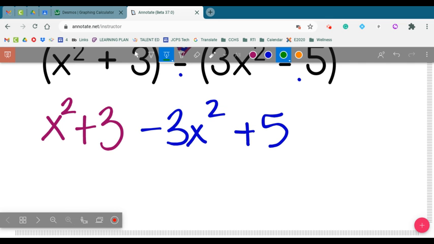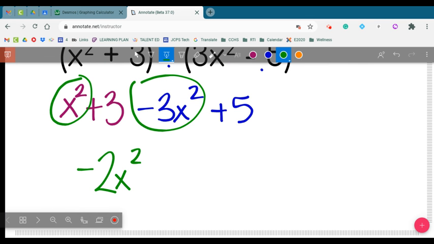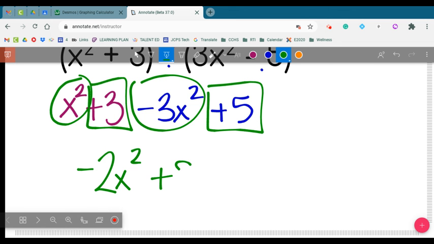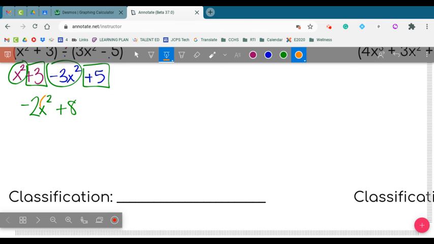Then you combine like terms. You have x squared and negative 3x squared. That's going to give you negative 2x squared. And then you have a positive 3 and a positive 5, and that's going to give you a positive 8. If you did not distribute that negative, you would get the wrong answer. Classification, our biggest exponent is 2, so this would be a quadratic.